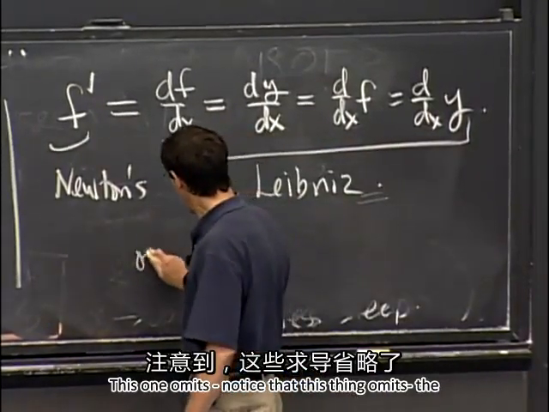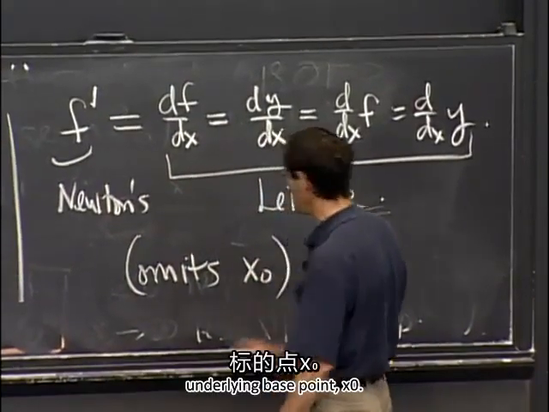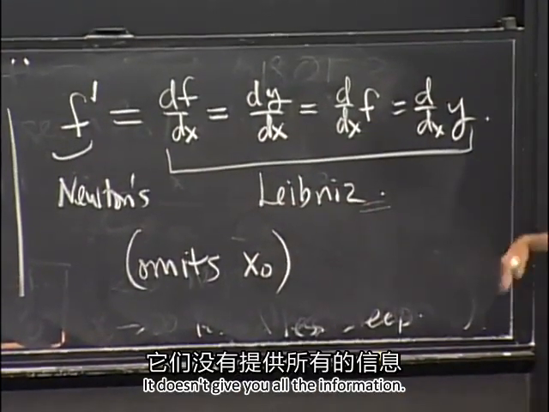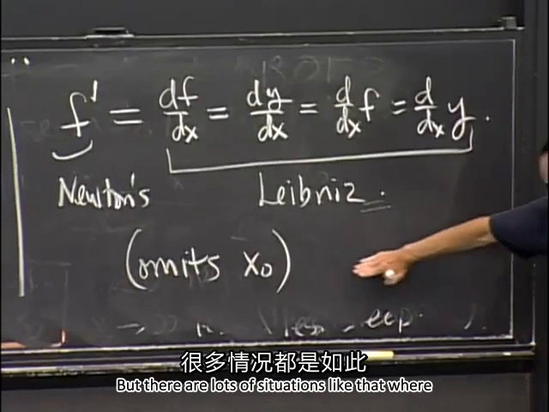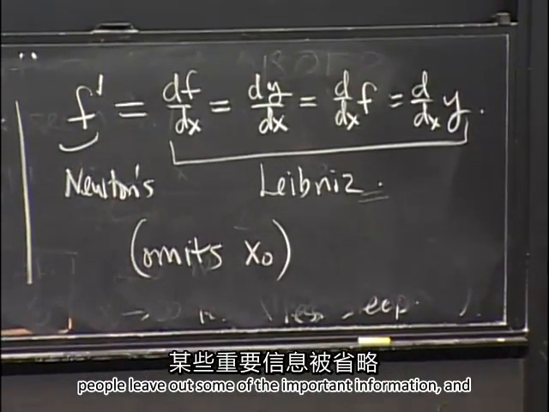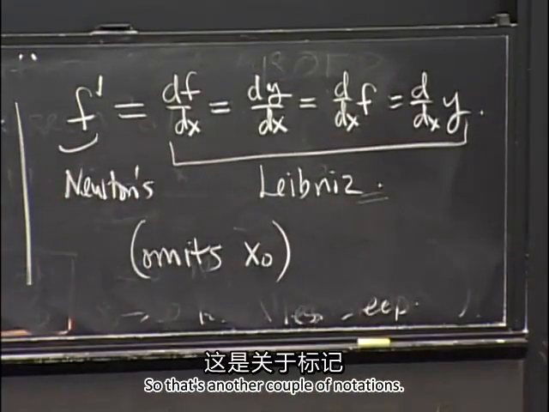Notice that this thing omits the underlying base point, x0. That's one of the nuisances. It doesn't give you all the information, but there are lots of situations like that where people leave out some of the important information. You have to fill it in from context. So that's another couple of notations.